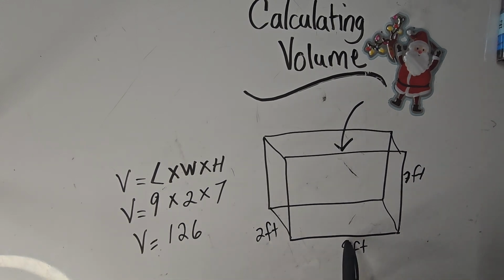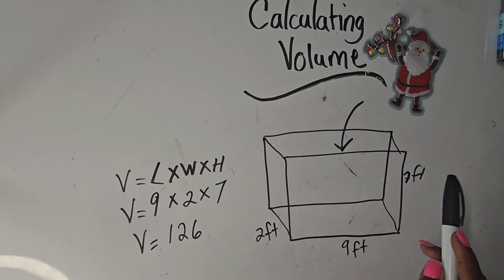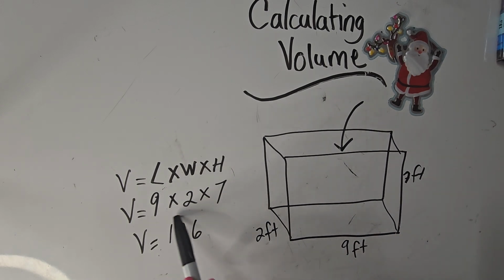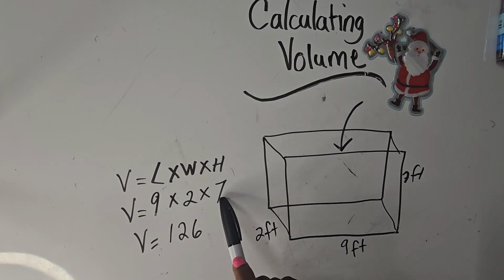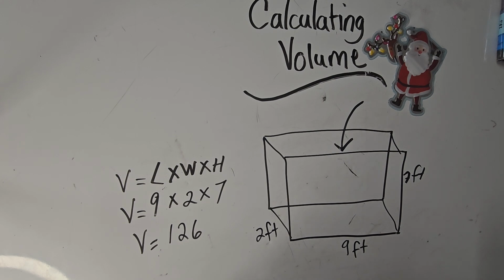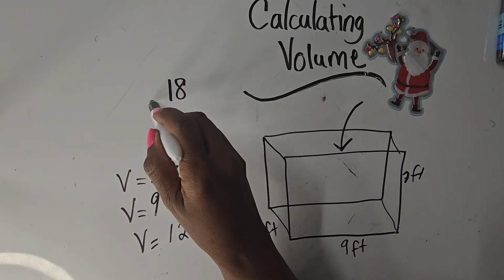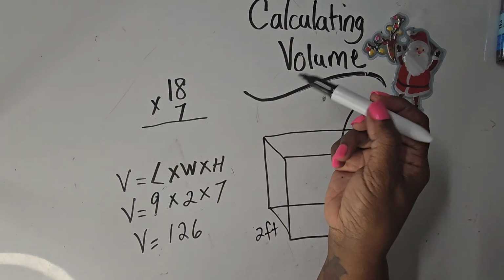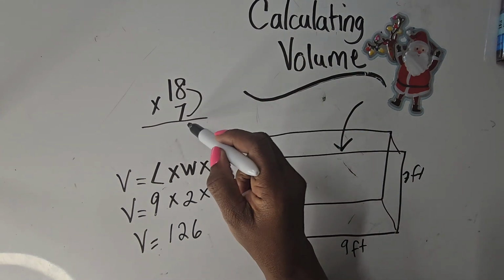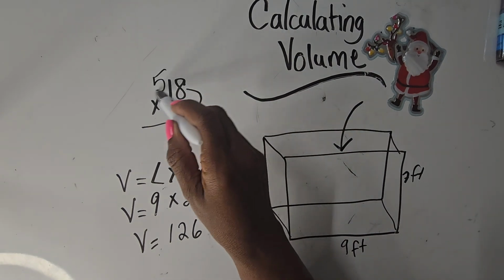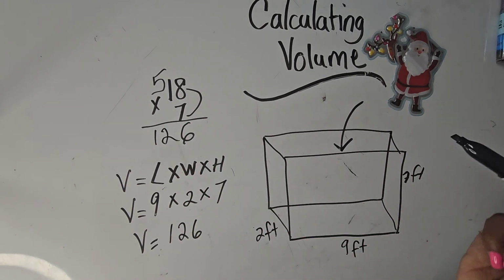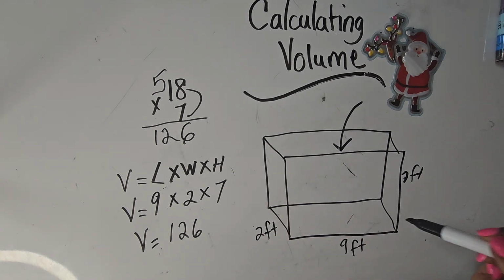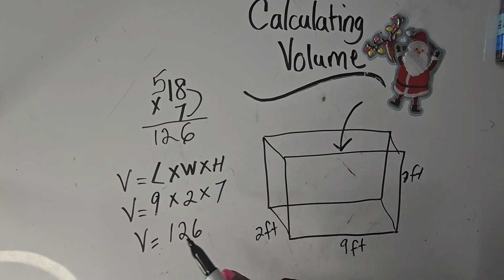So I plug it in. Volume equals 9 times 2 times the height. So I did the math. 9 times 2 is 18. 18 times 7 gives you 126. Or you can actually do it. You put your 18, you multiply it by 7. 8 times 7 is 56. You bring your 5 over. 7 times 1 is 7, plus the 5 is 12. So the volume of this rectangular solid shape is 126.